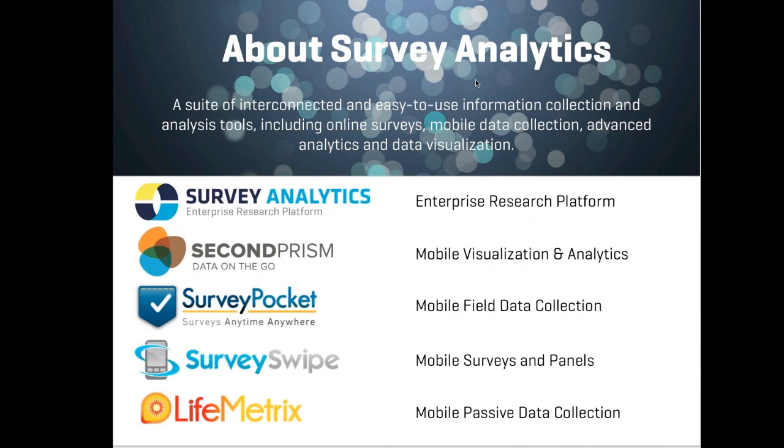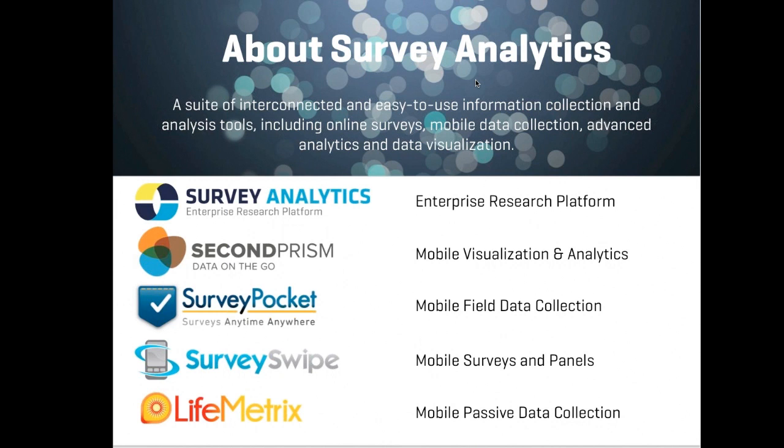So we have the Survey Analytics Enterprise Research Platform. We have a product called Second Prism, which is taking advantage of iPads at the moment to give you a great platform to visualize and do some basic analytics on the go. So, you know, when you're sat on the plane, you can be looking at the results of your data collection efforts. Survey Pocket is our mobile field data collection module. This runs on iPads and Android tablets, such as the Nexus tablets from Google, and this is a great tool for going off into the field with or without a connection to the internet to collect data. And I would point out that Conjoint does work on Survey Pocket, so you can actually carry out conjoint studies in the field.